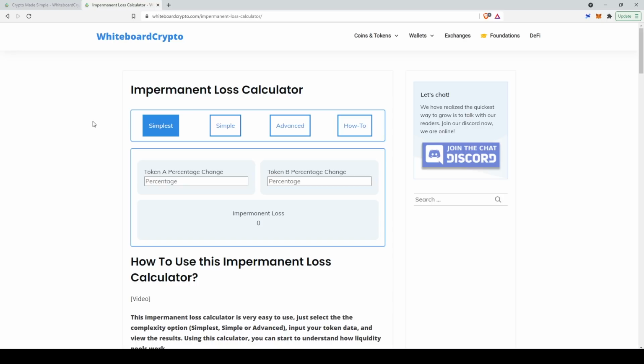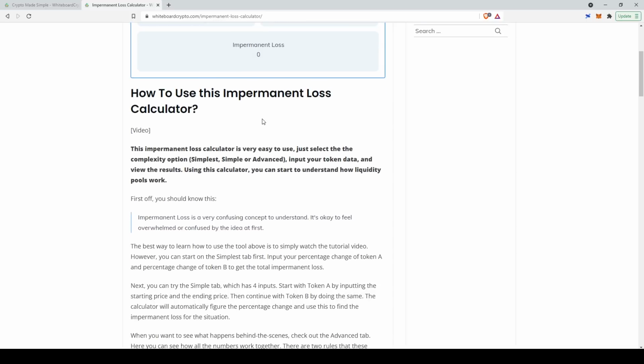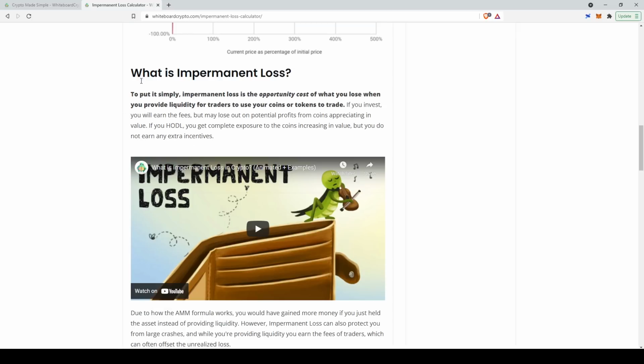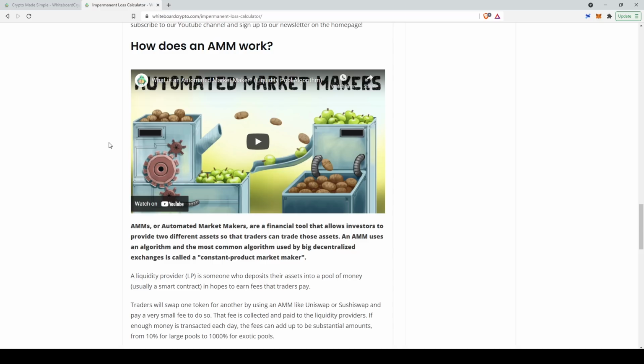So first off, I want to go over an overview of what impermanent loss is. I've created this page as an overview so that anyone wanting to learn about impermanent loss can view this page and hopefully understand it. To put it simply, impermanent loss is the opportunity cost of what you lose whenever you provide liquidity for traders to use your coins or tokens. Whenever you provide liquidity, you are providing your tokens to an automated market maker. Now, an automated market maker is basically a financial tool that allows you to invest your tokens and allows other people to trade using those tokens.